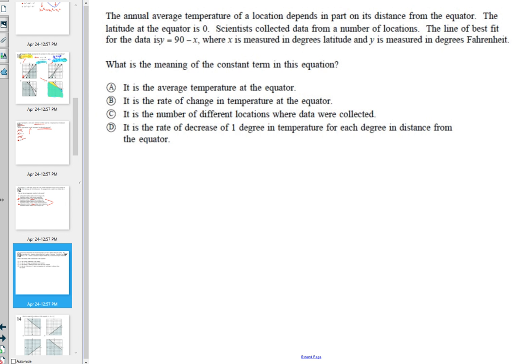The annual average temperature of a location depends in part on the distance from the equator. They've already modeled this for you. What is the meaning of the constant term? So the constant here is 90. They just want to know what the 90 means.